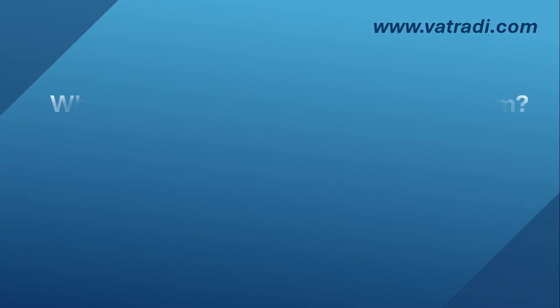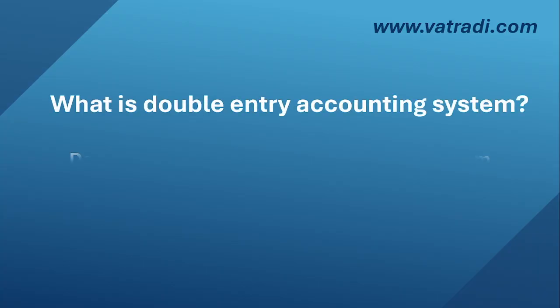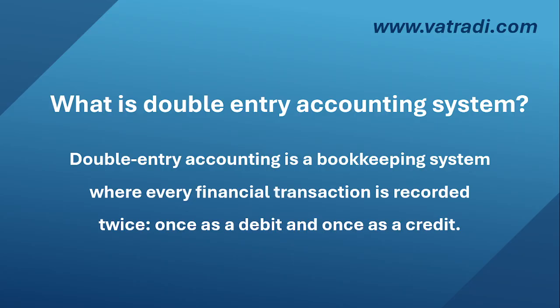So what is the double entry accounting system? The double entry accounting system is a bookkeeping system where every financial transaction is recorded twice, one in debit and one in credit. And this is one of the most important points when I explain the double entry accounting system, because every transaction has two sides, one in debit and one in credit.